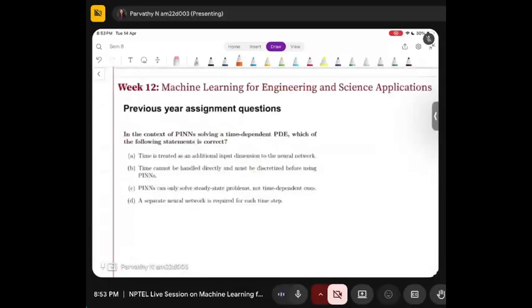In the context of solving a time-dependent PDE, which of the following statements is correct? Time is treated as an additional input dimension to the neural network. Time cannot be handled directly and must be discretized before using PINNs. PINNs can only solve steady-state problems, not time-dependent ones. A separate neural network is required for each time step.